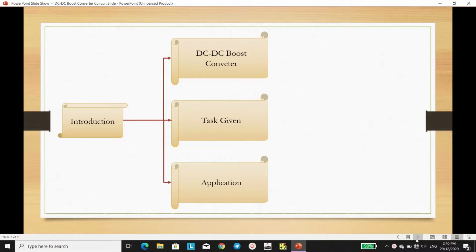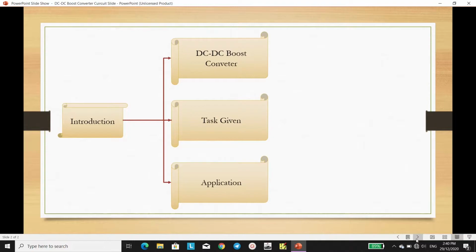A boost converter is a DC to DC power converter that steps up voltage from its input to its output, which is the load. It is a class of switch mode power supply containing at least two semiconductors, which are a diode and a transistor, and at least one energy storage element, a capacitor or an inductor. Okay, next is the task given.